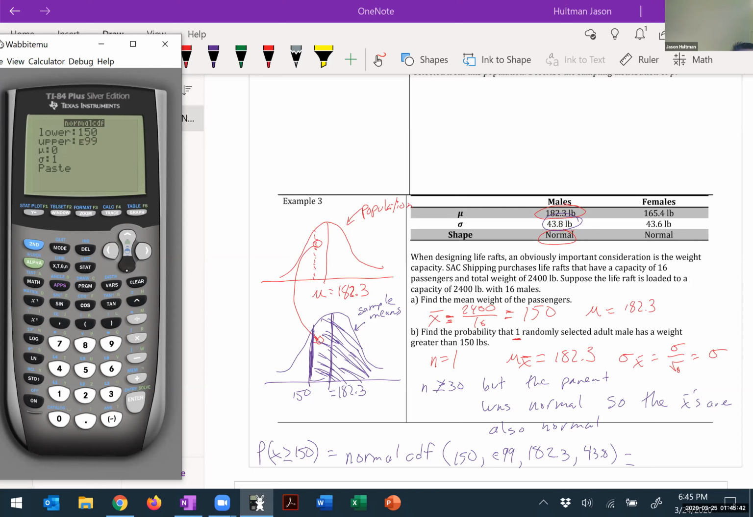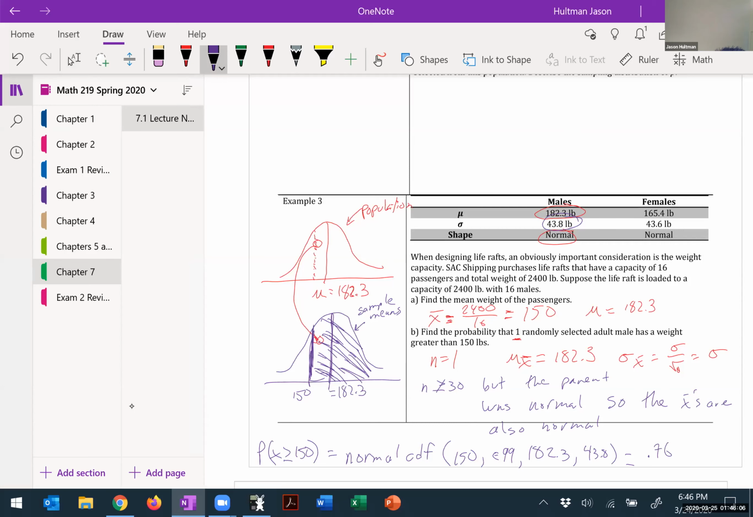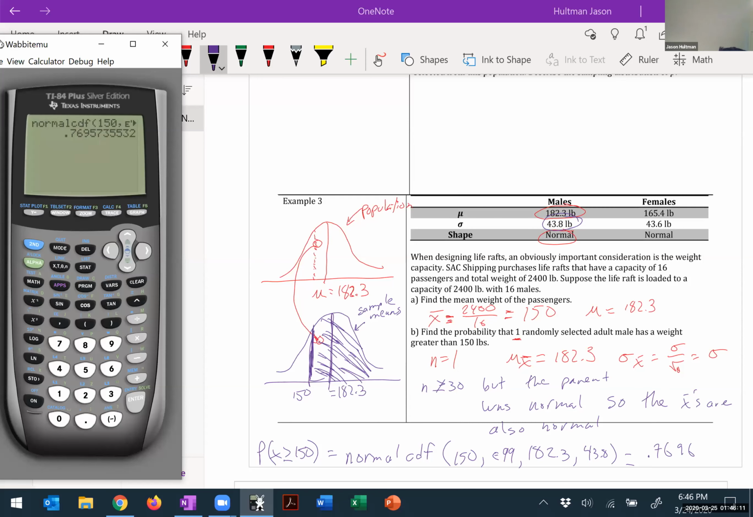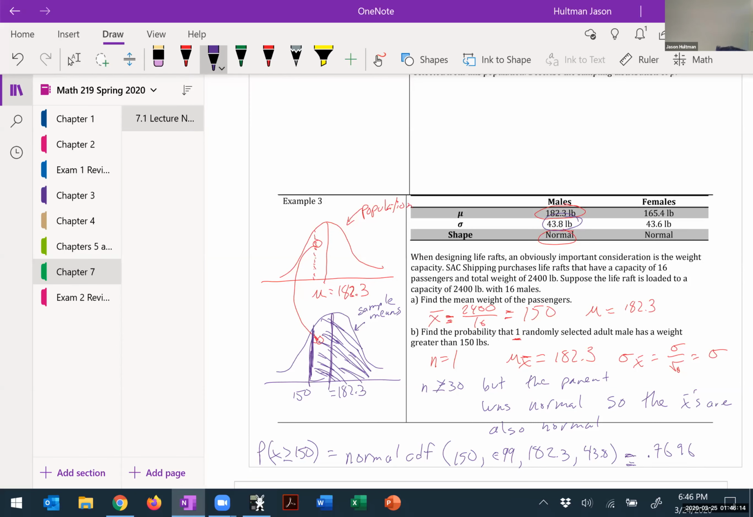And then what's mu? Mu is 182.3. And the standard deviation is 43.8. I'm going to paste that and then calculate it. And it comes out to be 0.7696, I believe. Yep, 0.7696. Or about a 77% chance. There's a 77% chance of somebody being above 150.